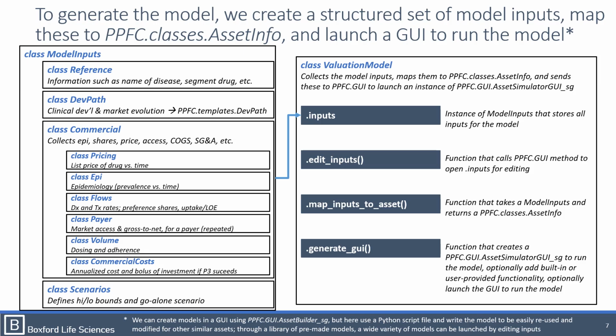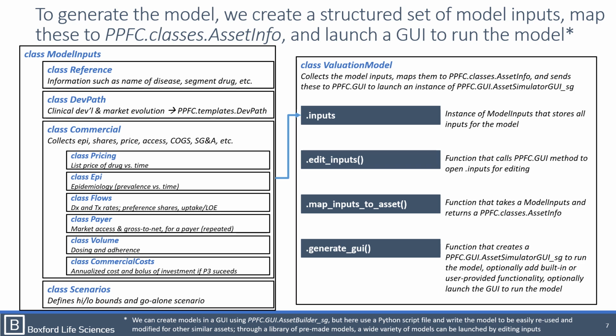So we see here the basic structure that we're going to take for the first part of it, the valuation model for the asset, where on the left we have a number of different inputs. Everything that we need to go into the definition of the model we're going to store in a class called model inputs, that's going to contain reference information about the name of the asset, the name of the disease, the name of the segment, etc. The development path, which is going to have the assumptions around our clinical development and market evolution. Then we have a commercial set of inputs around pricing, epidemiology, preference shares, and how patients are allocated in the flows of the flow diagram.